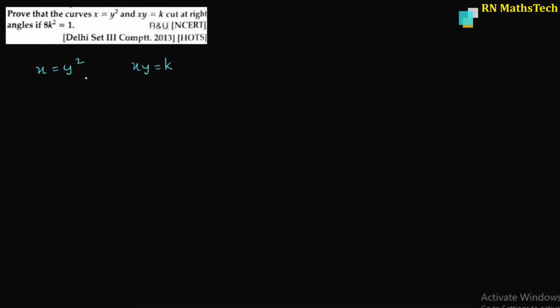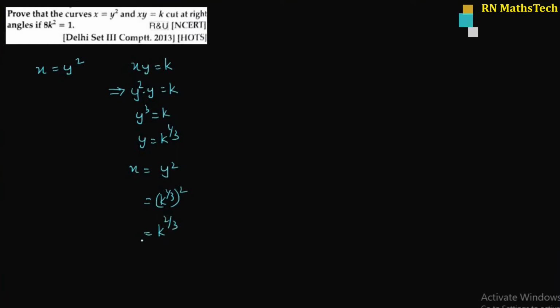So x is replaced by y square. Since y cube equals k, y equals k raised to 1 by 3, and x equals y square, that is k raised to 1 by 3 whole square, k raised to 2 by 3.